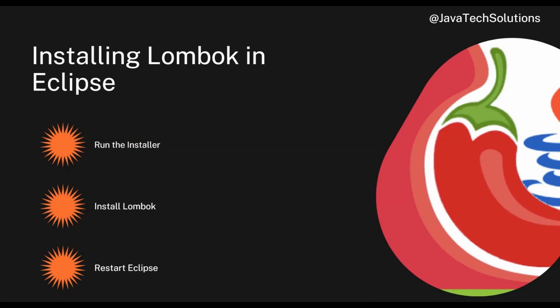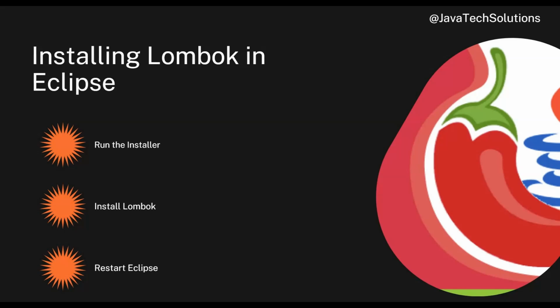So now we are going to install Lombok into Eclipse. For that we need to follow some steps: run the installer, install Lombok, and then restart Eclipse. How are we going to do that? We need to open the command prompt or any terminal and navigate to the directory where you have downloaded lombok.jar. Then we need to execute java -jar lombok.jar. It will open a GUI. You need to follow the instructions there, and the installer will automatically detect your Eclipse installation. It will install Lombok, and then you need to restart your Eclipse to enable the Lombok integration in your editor.